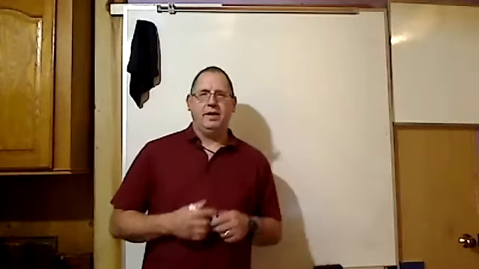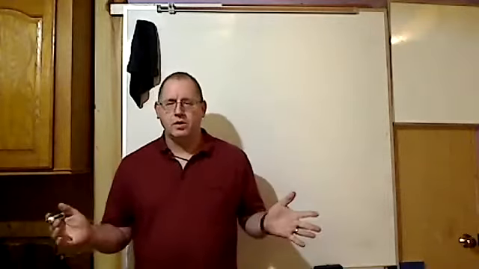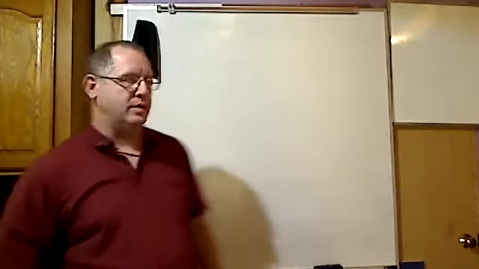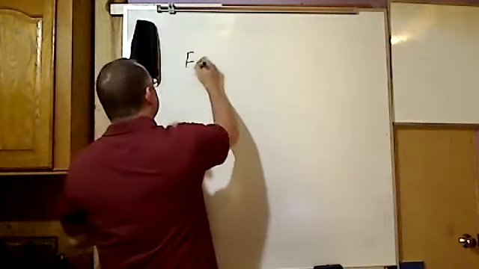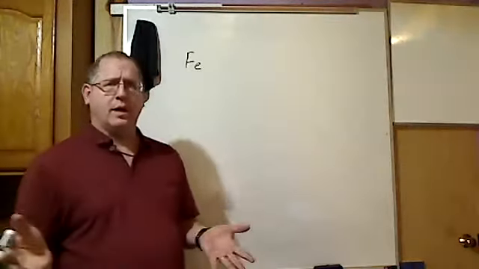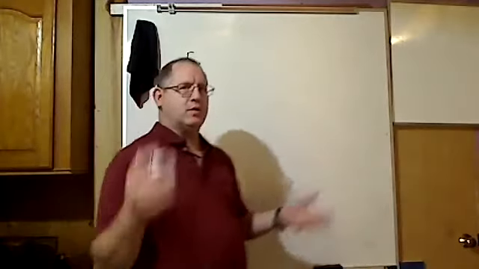Okay, in this video, I'm going to do a little bit of review of electrons and electron configuration, and I'm going to do it by just taking a look at iron. Iron has 26 electrons. This means that in a neutral iron atom, I have 26 protons and 26 electrons. But how are the electrons arranged?